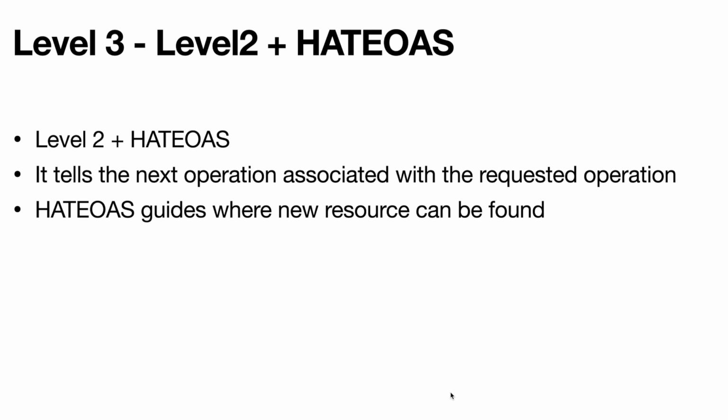This level is all about what we discussed in the levels before plus the next action on the requested resource. HATEOAS is hypertext as the engine of application state. This guides us where the new resource can be found. Say for example, we created an employee and the response would have a link to the newly created resource and that tells us the next possible operation associated with the requested operation.